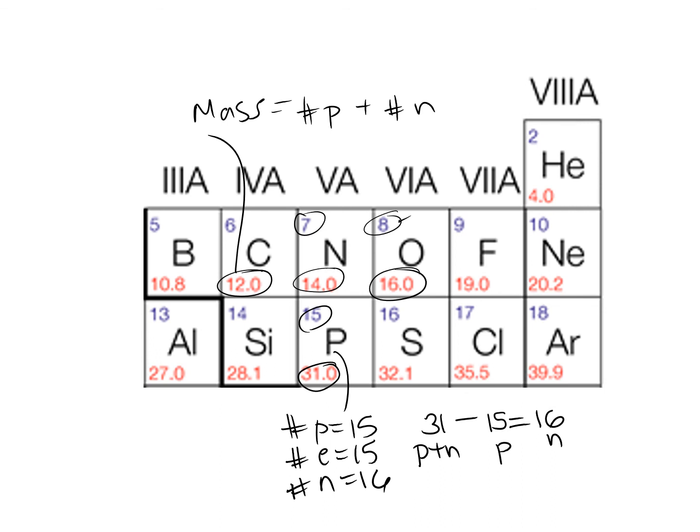Let's try fluorine over here. Fluorine with an F has 19 as its mass number and 9 as its atomic number. How many protons in a fluorine atom? 9. How many neutrons? Well, 19 minus 9 is 10 neutrons. And of course, there's 9 electrons there.